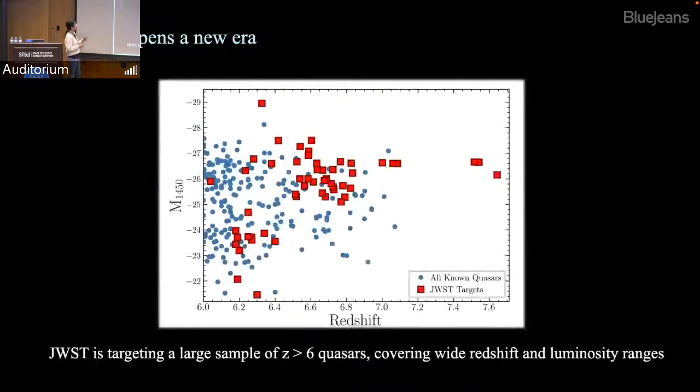After the launch of JWST, JWST opens a new era. Now we can observe a large sample of high-redshift quasars using JWST. Here is the magnitude-redshift distribution of our known quasars and also the JWST-targeted quasars. JWST is targeting a large sample of redshift about 6 quasars, covering a wide range of redshift and also luminosity. Next I will show some preliminary results on the study of these high-redshift quasars from different aspects.